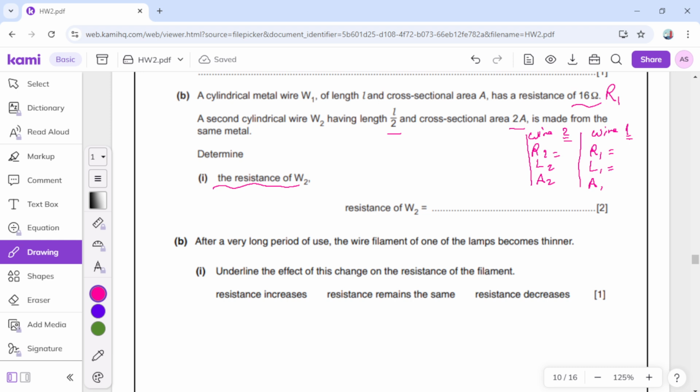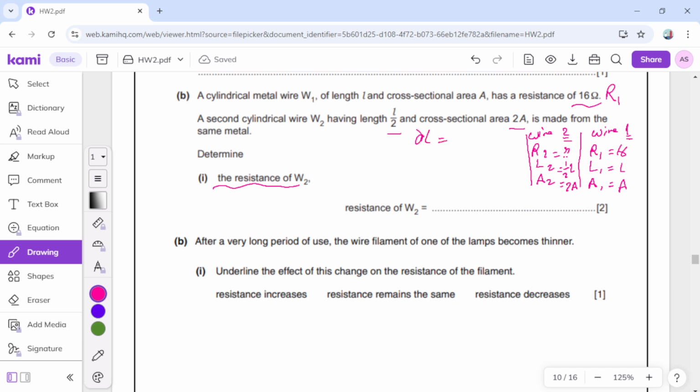Now, what is the given? He gave us resistance R1, 16, and the length is L. The cross-section area is A. Now, what is the change? He asked us to find R2. What is the change? He changes the length to be half. So we have half L and double cross-section area 2A. So first you have to know what is the change in length.